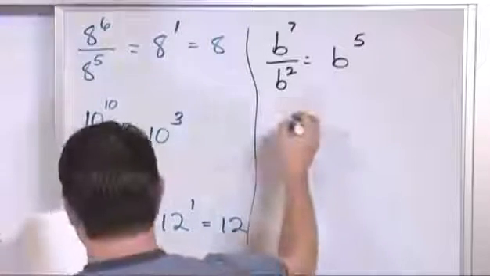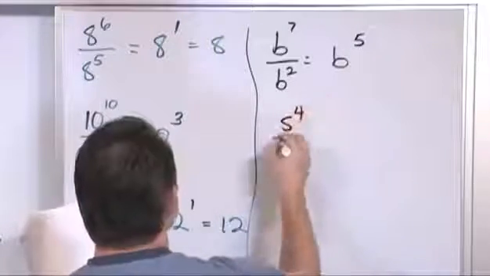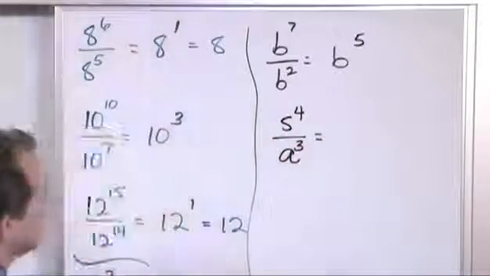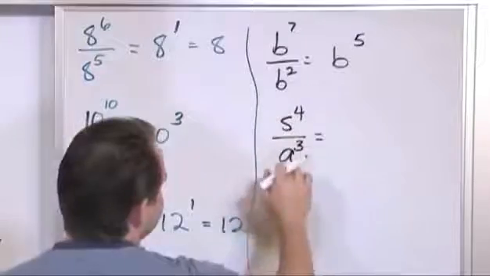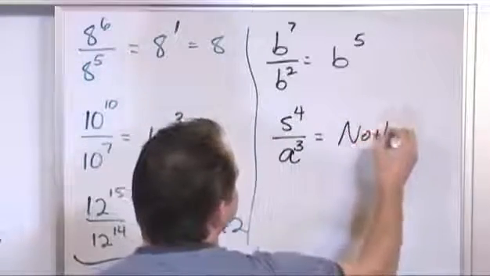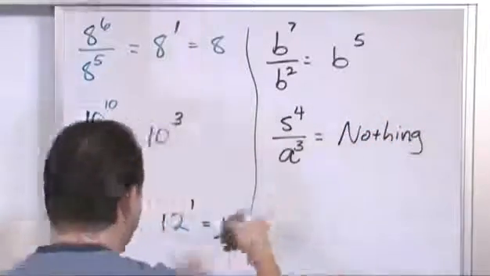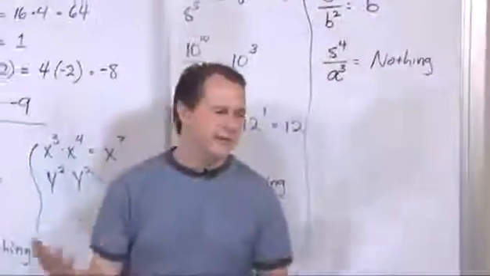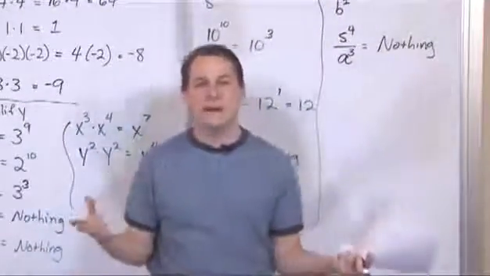And finally, what if I have s to the power of 4 divided by a to the power of 3? Well, these are like apples and oranges, different bases, so there's nothing I can do. I cannot simplify this anymore. A lot of times in algebra, what you're really trying to do when you solve an equation or something like that is, in the end, you're trying to simplify your answer.